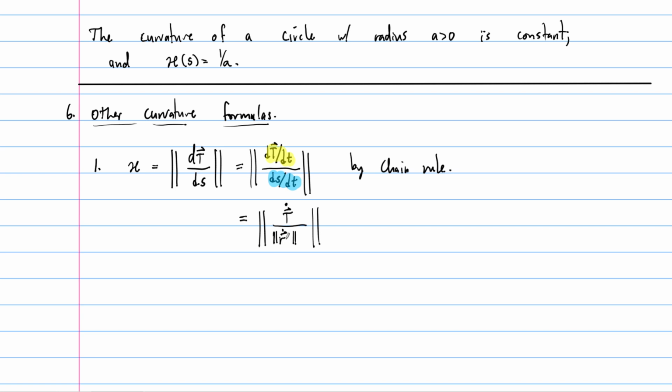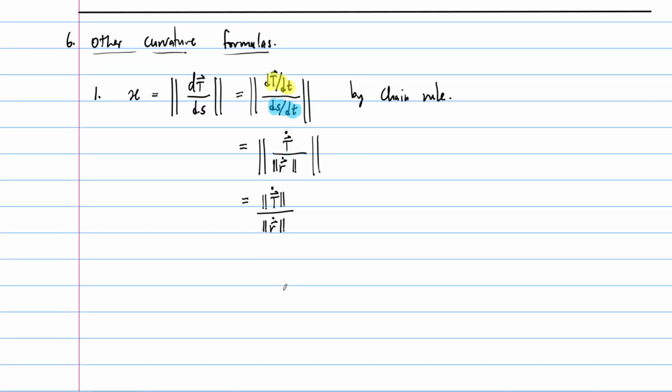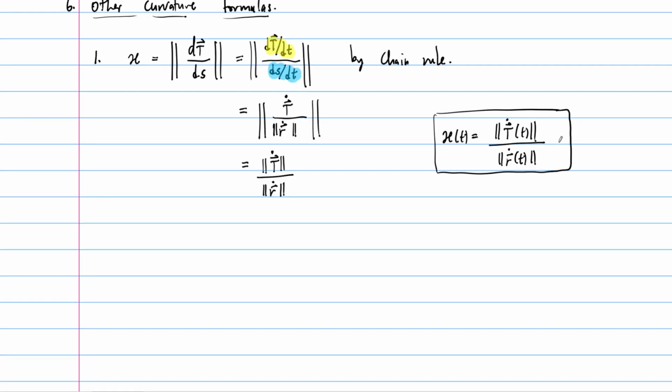But this term is a constant function in terms of the magnitude, so this can come out. And so what we end up with is that the curvature as a function of lowercase t, any parameter, is the length of T dot divided by the length of r dot. All right, and so this formula we can always use to go straight from our parametric function to our curvature as a function of t. So there is our function as a ratio.